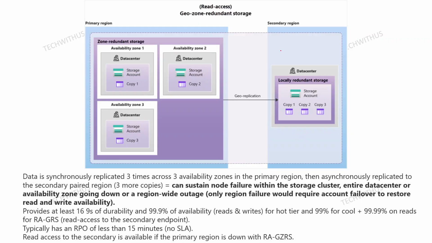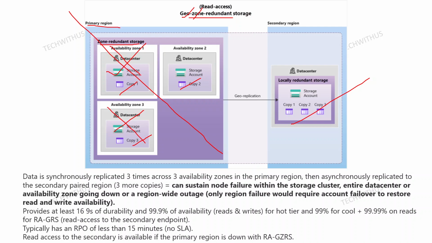Coming to geo zone redundant storage, GZRS. Here you are trying to store the data at the geography level and also at the zone level. In the primary region, in one availability zone it will store one copy, in the second availability zone one more copy, and in the third availability zone one more copy. These three copies are stored as LRS in the secondary region. So if suppose one data center is down, it will try to access the data from availability zone one.